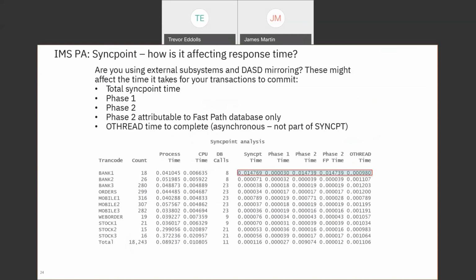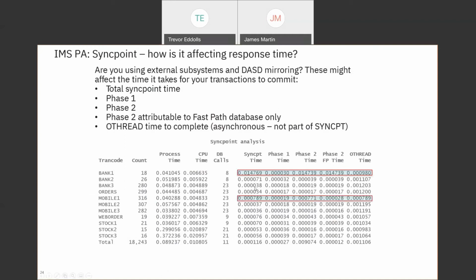Now, sync point processing is something that I also said is very important to understand. When we're looking at sync point times, phase 1, phase 2, and if we're talking about fast path, we can see phase 2 fast path and O-thread times as well, and look across our tran codes to see how long they're taking to checkpoint.